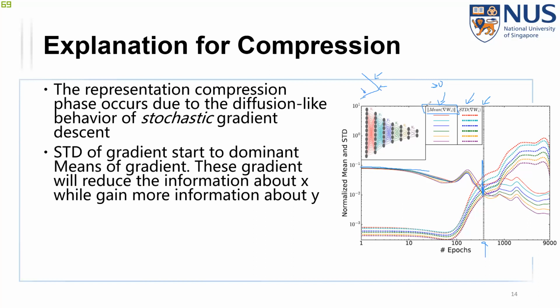So this STD starts to make the weights shuffle more or change more. To encode such information, there are many possible ways, right? But the STD is trying to represent the weights using fewer bits. That's how they say it.